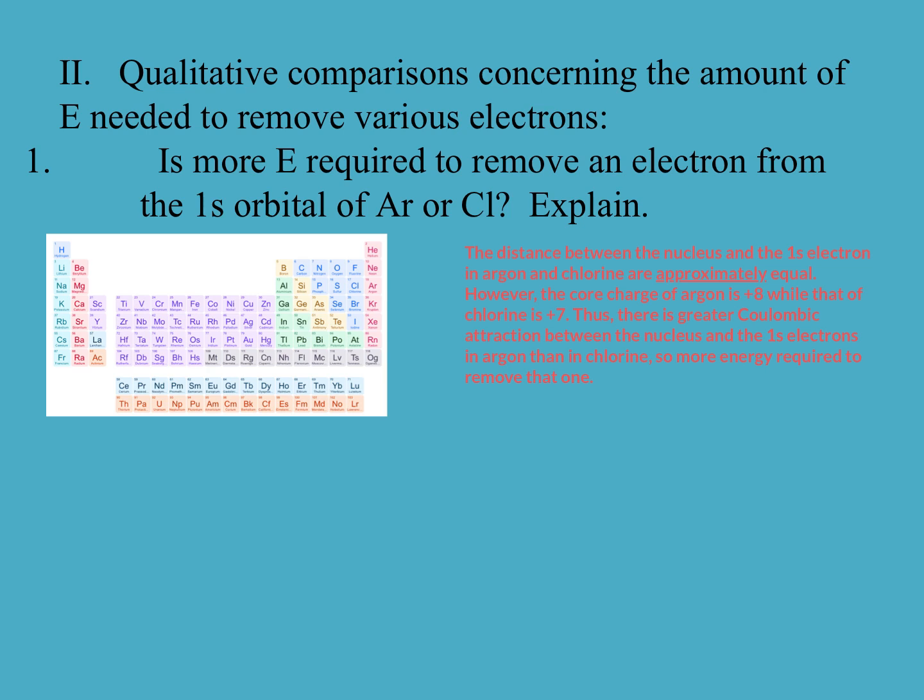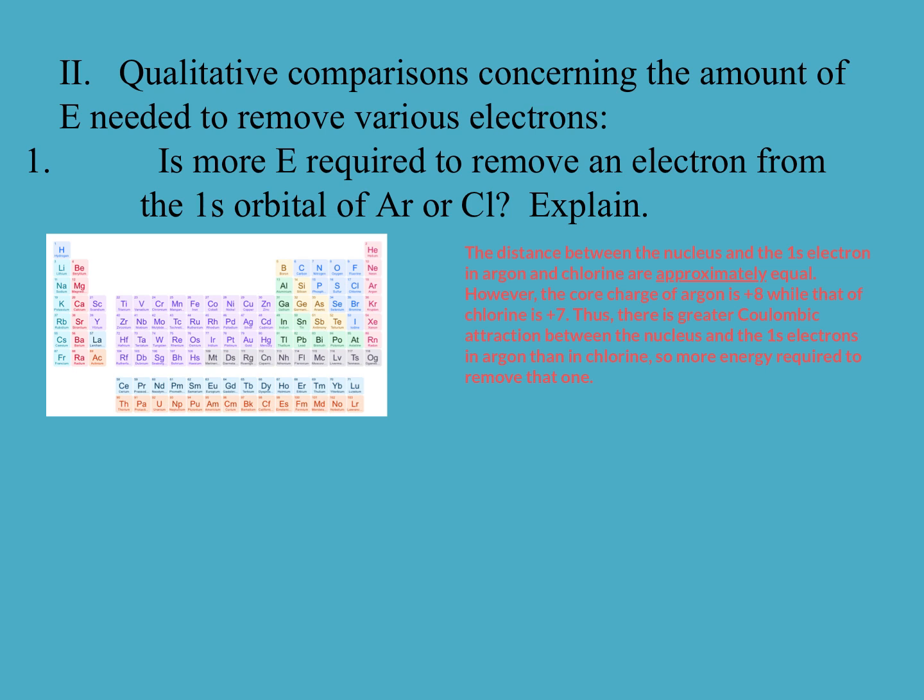All right, so here is the reasoning that I came up with. This is the language that you want to be able to use on the AP exam in the free response when they ask you these kinds of explanation questions. I said that the distance between the nucleus and the 1s electron in argon and chlorine are approximately, not exactly, but approximately equal. So in the Coulombic attraction equation, you're holding the denominator, the distance, constant. And now we're going to be looking at the numerator, which is talking about the charges.